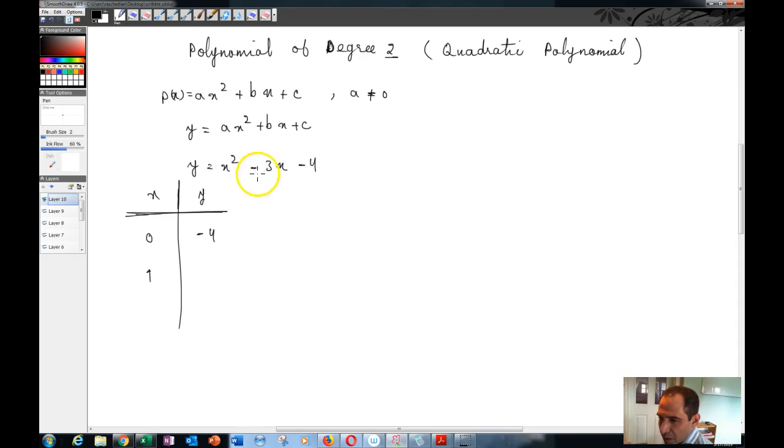So for example, at x is equal to 1, the output is going to be 1 minus 3, so that's negative 2, negative 6, for example.